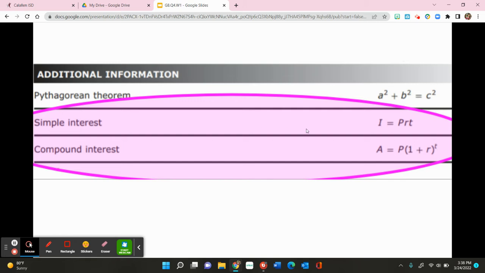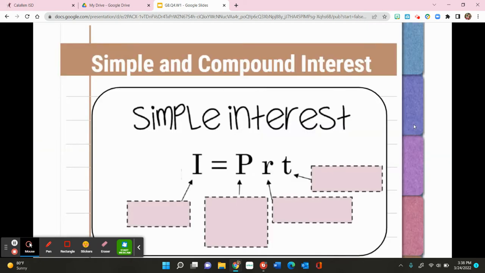Now, we have two types. For simple interest, you're going to use the formula I equals P times R times T. And if you're finding compound interest, you're going to use the formula A equals P, parentheses 1 plus R, to the power of T. I'll let you know what each of these letters mean in just a second. First, we're going to start off by looking at simple interest.